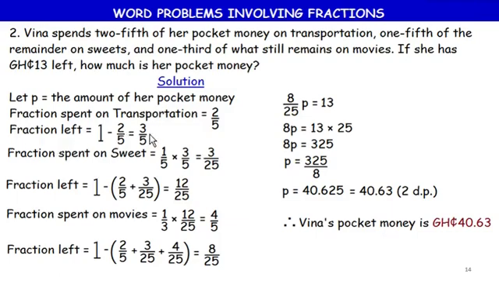So to get a remainder, we take 2 over 5 out of the 1, out of the whole, right? So we have 1 minus 2 over 5, and that gives us 3 over 5. So this is the remainder, or the fraction left.